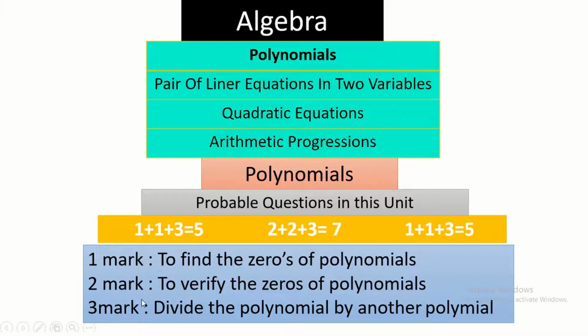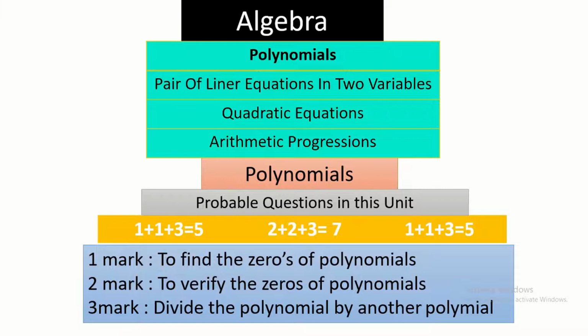And for 3 marks, divide the polynomial by another polynomial. Here we have to divide by actual division. We get another polynomial. So the division of the polynomial may be asked for 3 marks.